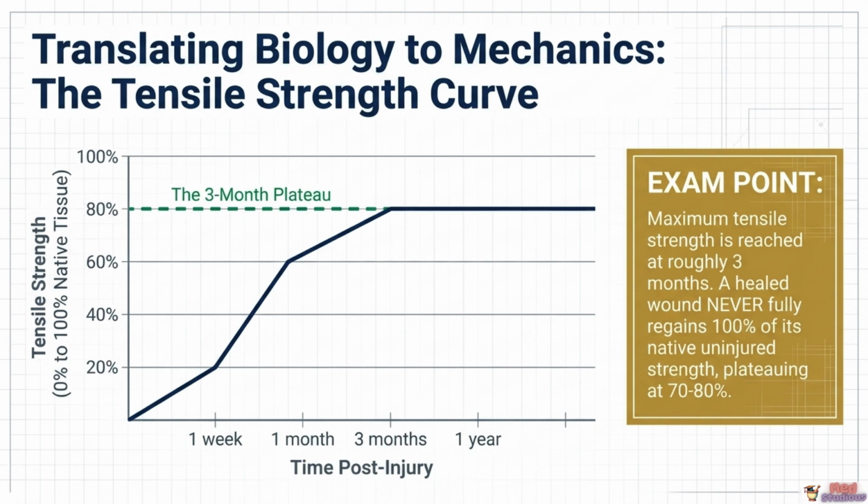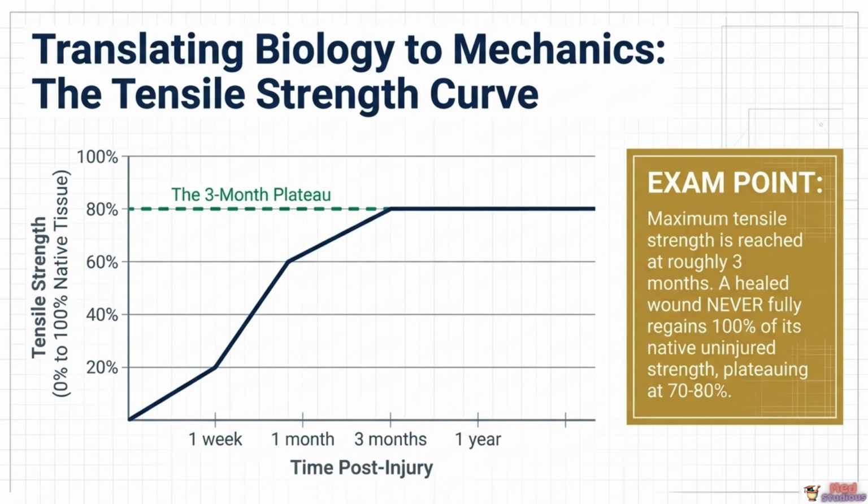By 1 month, as collagen cross-linking proceeds and the matrix matures, strength reaches approximately 60%. The most important milestone on this curve occurs at 3 months post-injury. This is when maximum tensile strength is achieved and the wound plateaus at roughly 70 to 80% of the original uninjured tissue strength. Here is the high-yield exam point that is tested repeatedly.